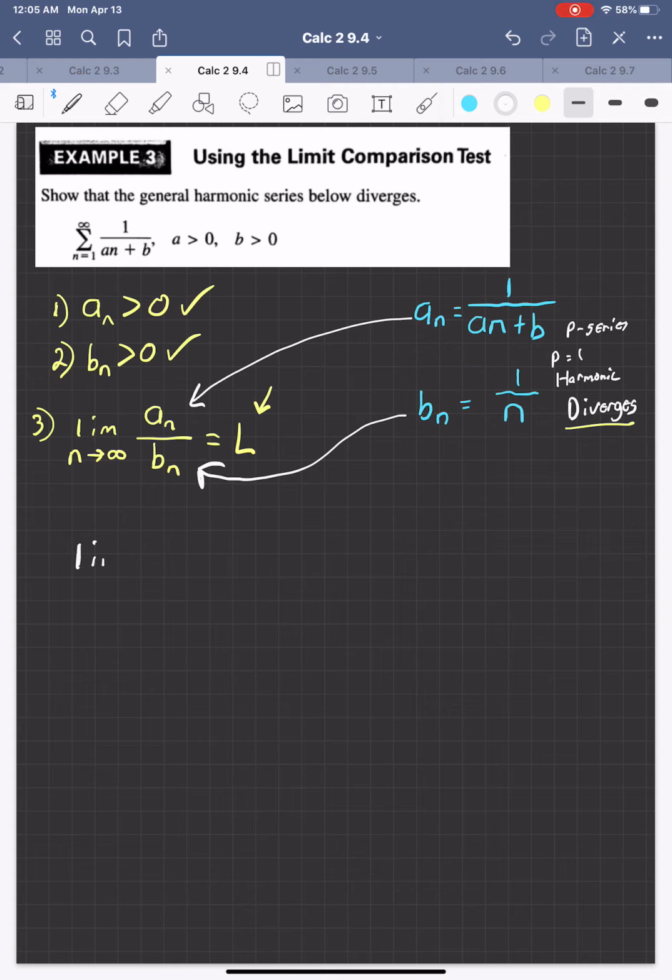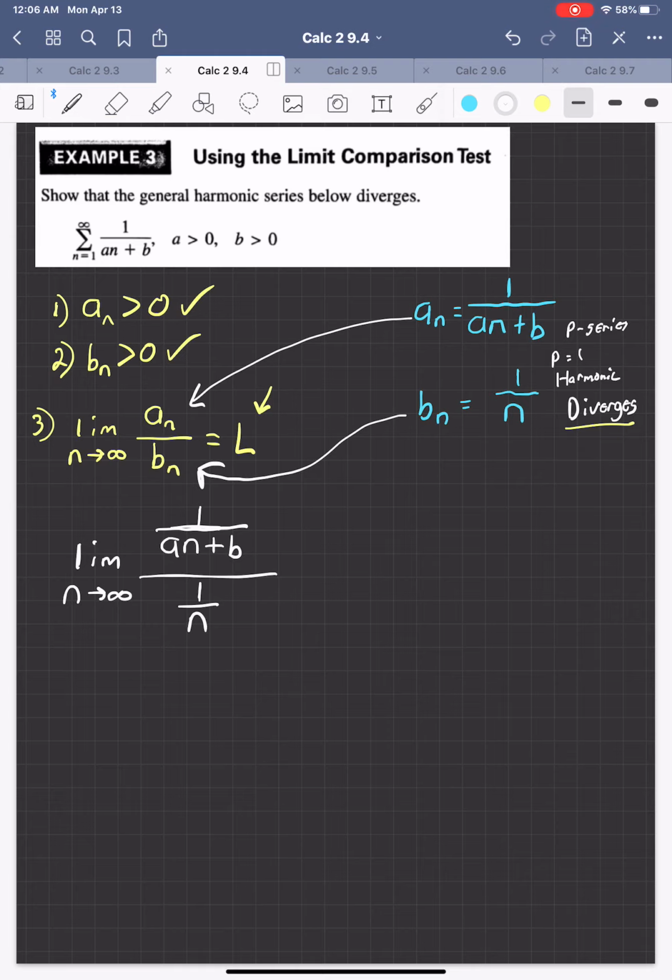So that gives me the limit as n goes to infinity of 1 over an plus b, divided by 1 over n. Okay, so maybe you're thinking L'Hopital, maybe you're thinking some other type of algebraic technique, because right now I'm not getting any information about the limit, because I'm just getting 0 over 0 actually.